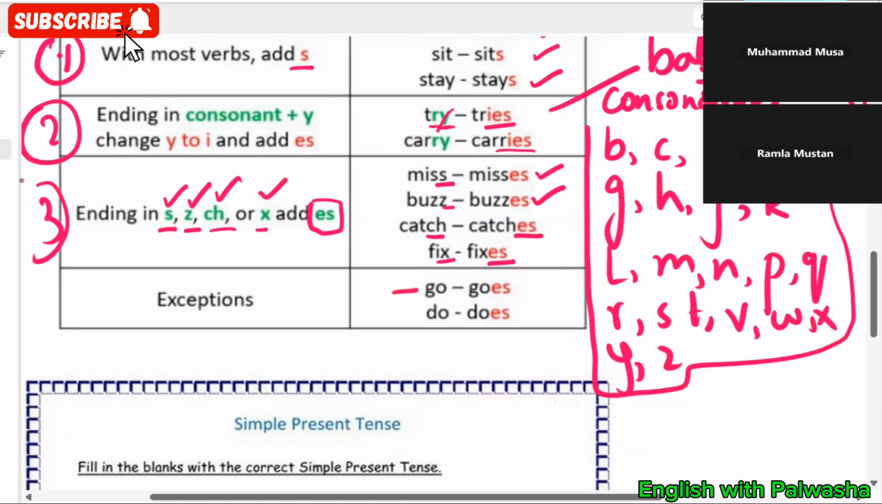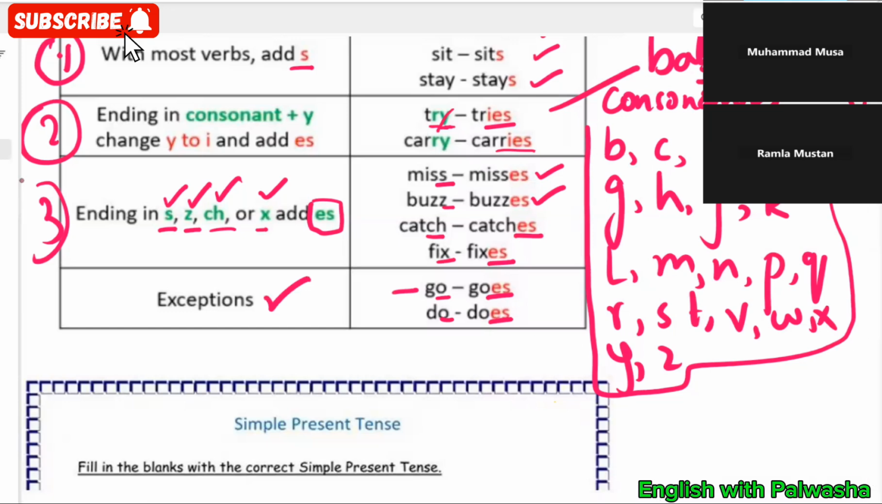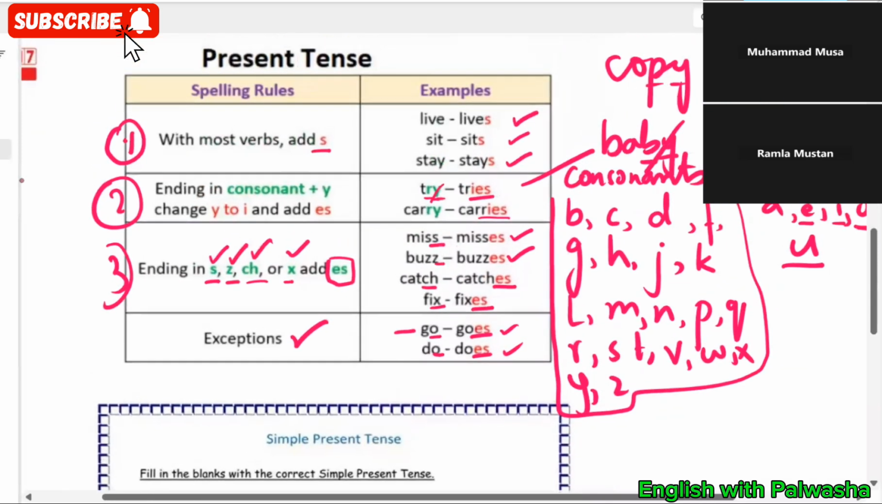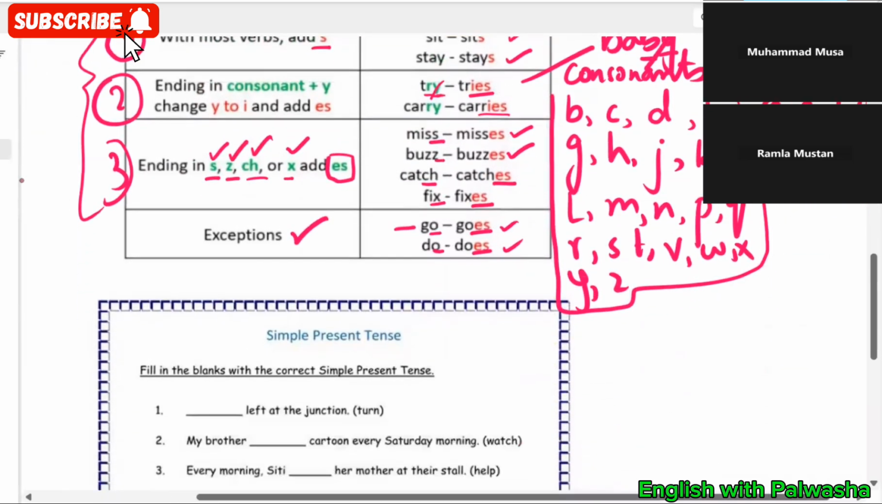There are two exceptions. With go and do, these end in vowels, but still we are going to add ES, goes and does, because these are just the exceptions. We need to make the subject-verb agreement, and it will only be possible if we add ES to does and goes. These are just the two exceptions in grammar rule. The rest of them follow the three rules which I have explained. So far, did you get the idea?